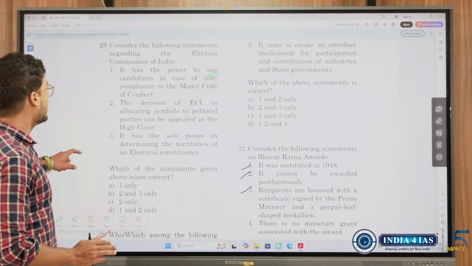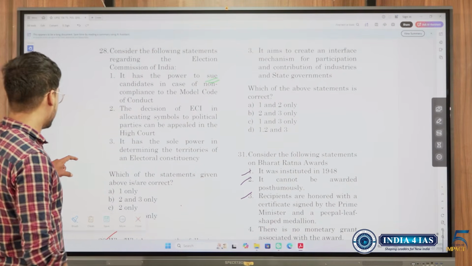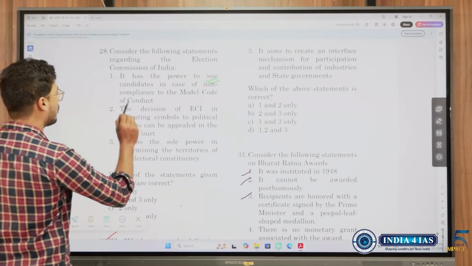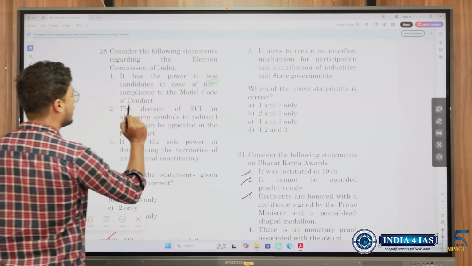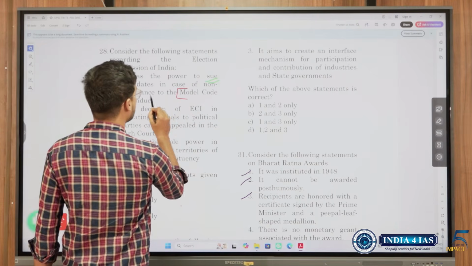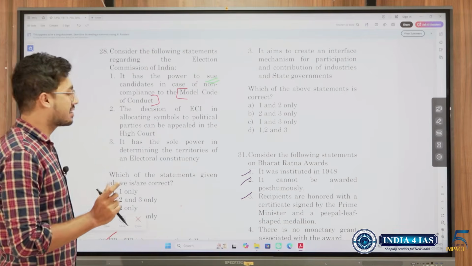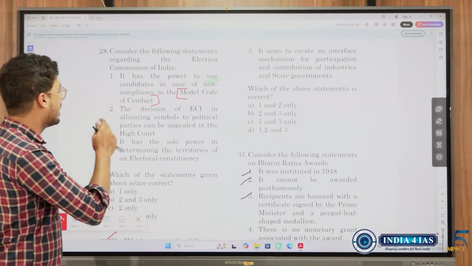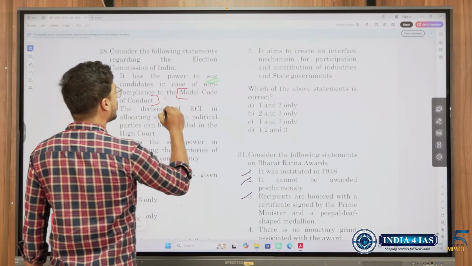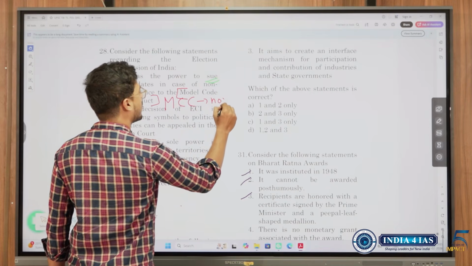See, following statements regarding Election Commission of India. Okay, here I think aspirants might have made a mistake. See, Election Commission of India has the power to sue candidates in case of non-compliance to Model Code of Conduct. Now, in this question, if you think too much, then you will get confused. If you think less, then you will get this question as correct. See, it has the power to sue candidates in case of non-compliance to MCC. You know that Model Code of Conduct is non-binding. It is non-justiciable.